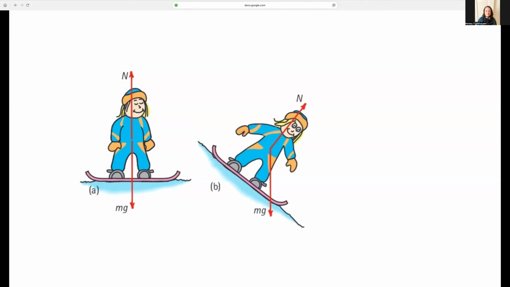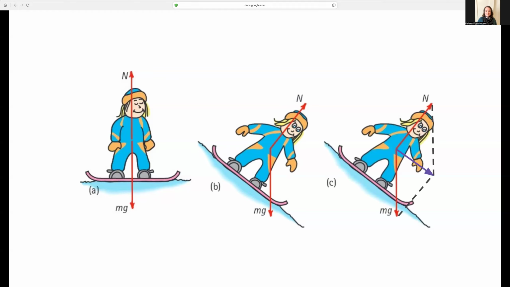That's clear. But what about this situation? Our snowboarder is now on an incline, and we can see that the normal force is still perpendicular to the surface, still 90 degrees from the surface, but now the weight force is not directly along that same line, so it's not canceling out. So this is where we need to create a parallelogram and find the resultant vector.